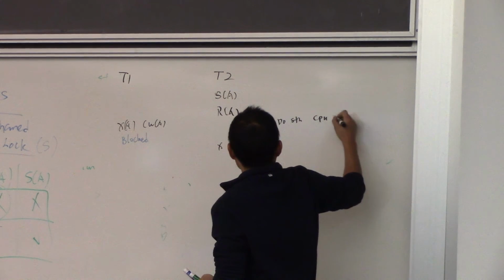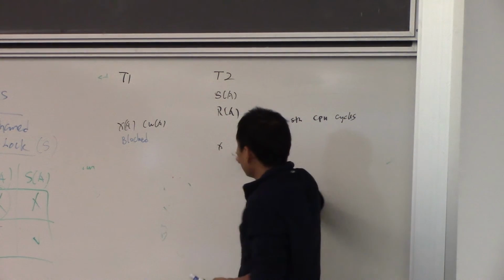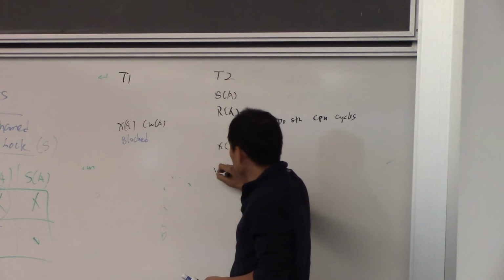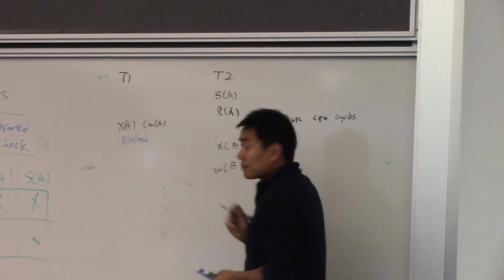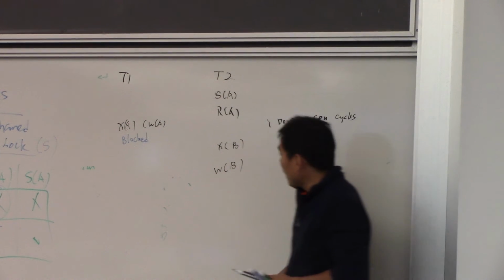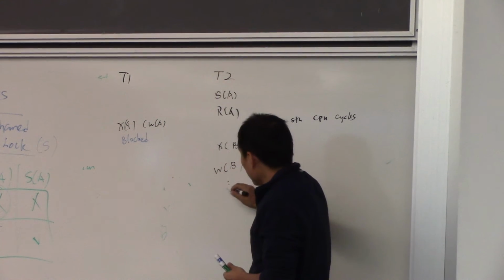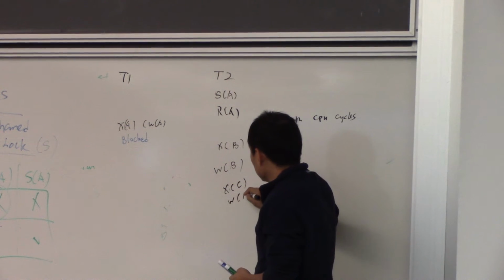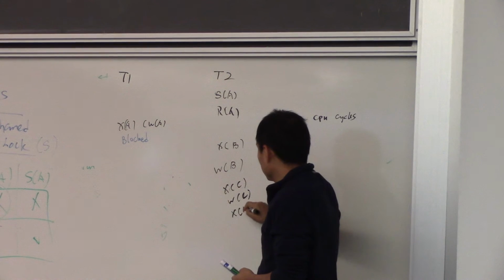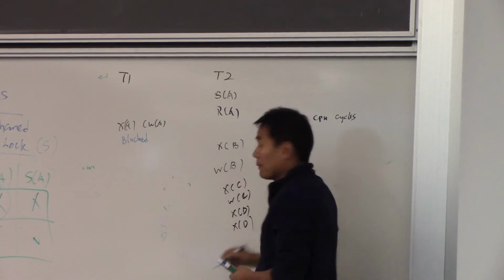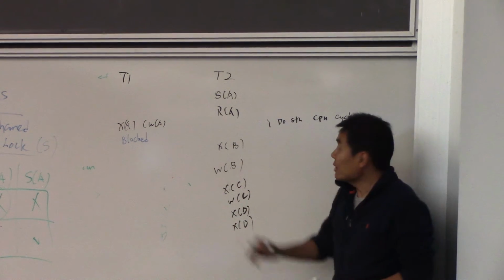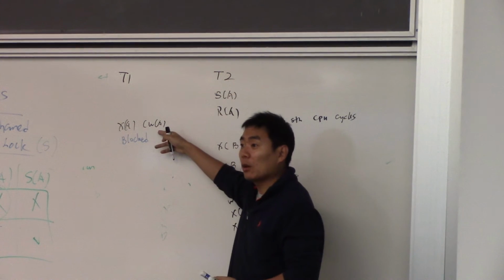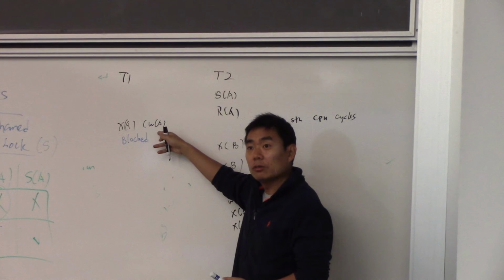That's CPU cycles. Then I come back, obtain the exclusive lock on B, and try to write the value of B. And then I will do something else. Suppose it's a sequence of operations, and I update these objects one by one. But note that since you are still holding the shared lock on A while you are doing all of this, the other transaction cannot proceed.